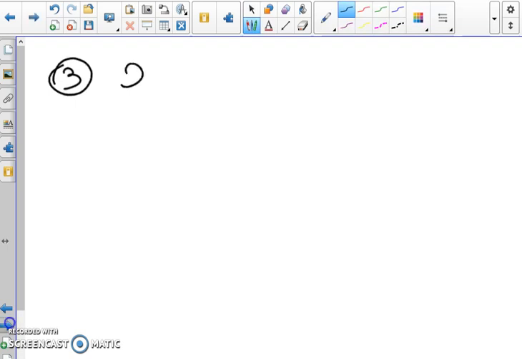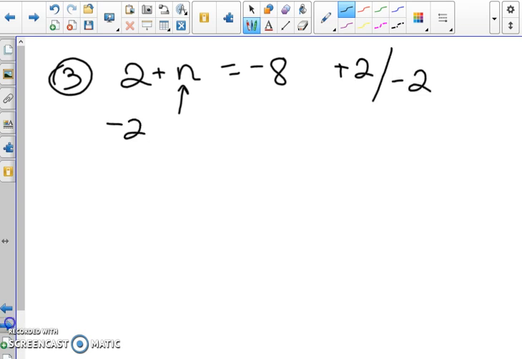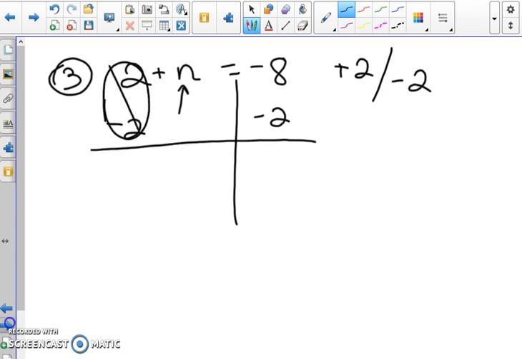For number 3, let's say we have 2 plus n is equal to negative 8. Well, if we knew what n was, the first thing we would do is we would add 2. But we don't know what n was. We're going to solve for it, so we have to do the inverse of that. We're going to subtract 2. Those become a zero pair. We're left with n equals negative 10.